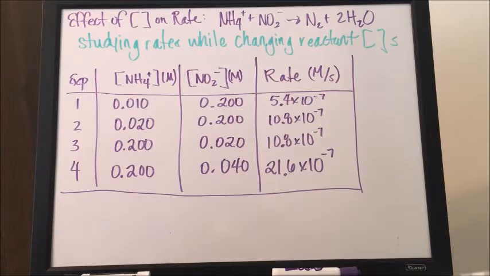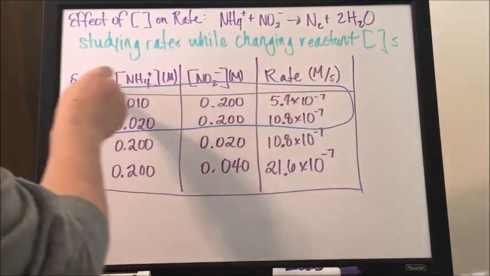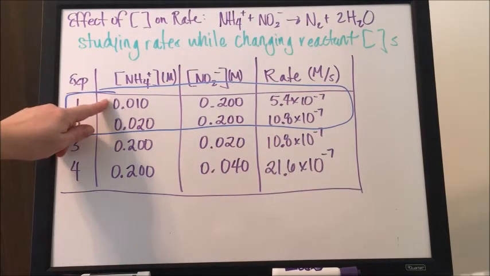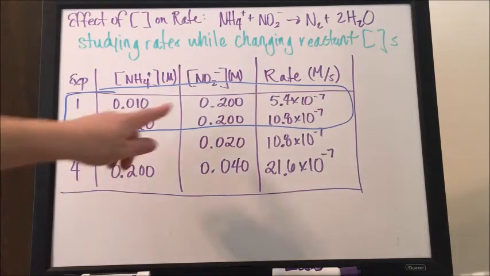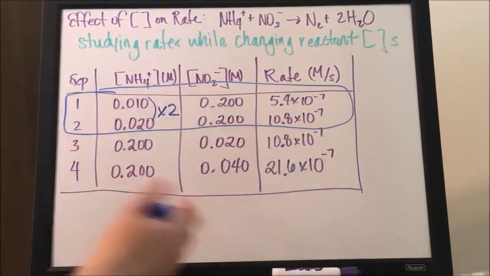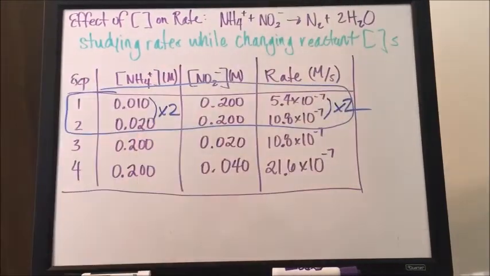So if that's the case, what 2 experiments make the most sense to look at? The answer would be 1 and 2. Why? Well, because if you look at 1 and 2, what happened to NH4's concentration? It went from 0.01 to 0.02. That was, in effect, doubling. It doubled. Look at NO2's concentration. Nothing happened to it. So this guy doubled, nothing happened to this, and what happened to your rate? Well, conveniently, the rate doubled. So doubling NH4 doubles the rate. Some kind of directly proportional relationship exists right there.